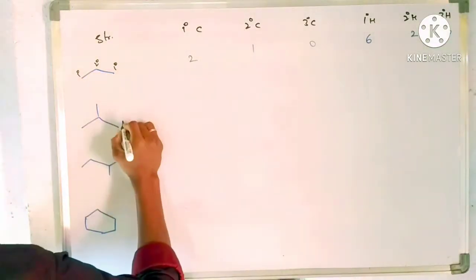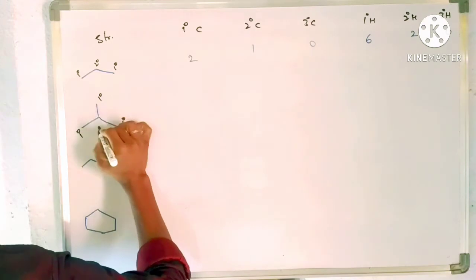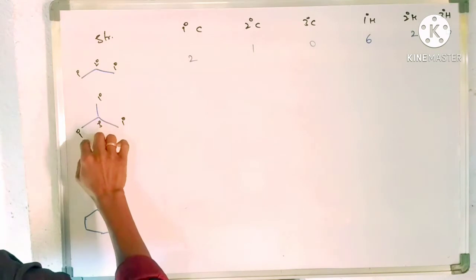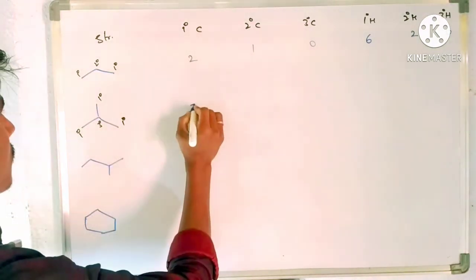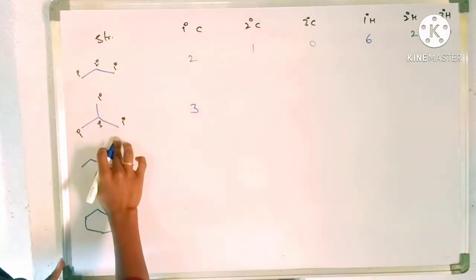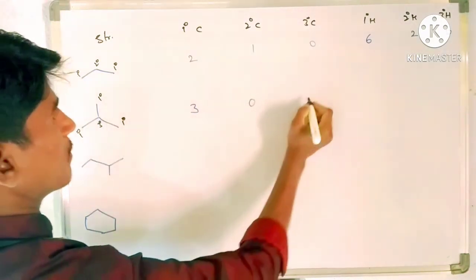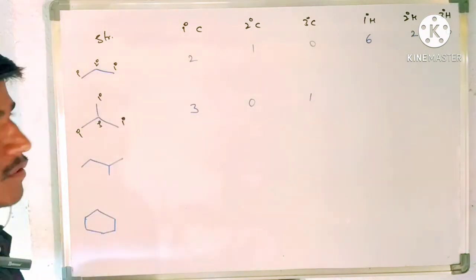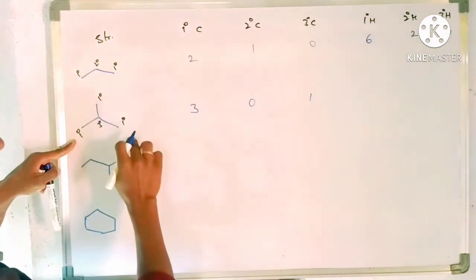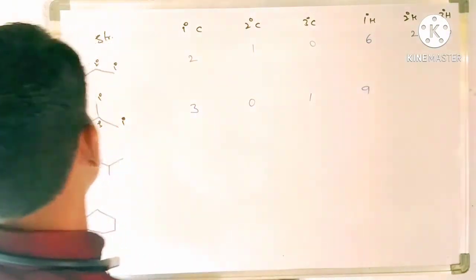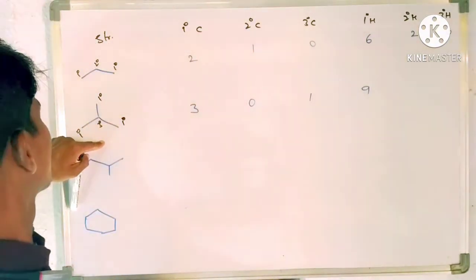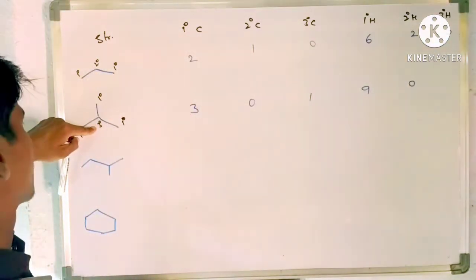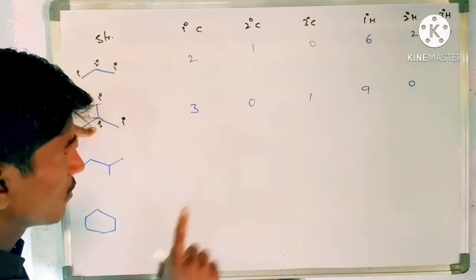The next one is this. This is primary, this is also primary, this is also primary carbon, and this is a tertiary carbon. So how many primary carbons? 1, 2, 3. Three primary carbons. Any secondary carbons? No, 0. Tertiary carbon is only 1. Each primary carbon has 3 hydrogens, so 3 times 3 is 9 primary hydrogens. Secondary hydrogens: 0. Tertiary hydrogens: the only tertiary carbon has only one hydrogen.